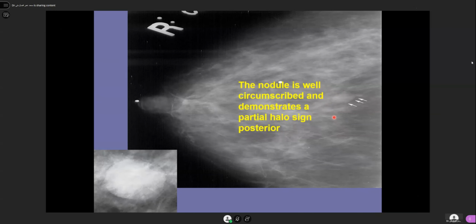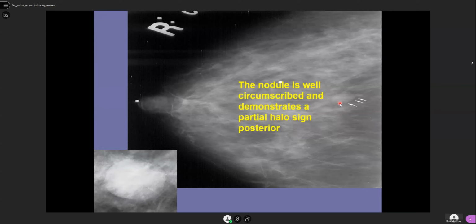Any questions? The definition of halo sign is a radiolucent rim surrounding a radiopaque mass. This is halo sign. A radiolucent rim, or rim of radiolucency, surrounding a radiopaque mass.